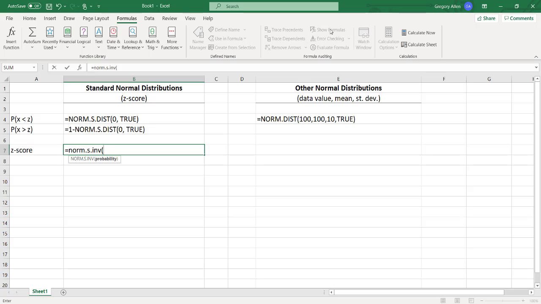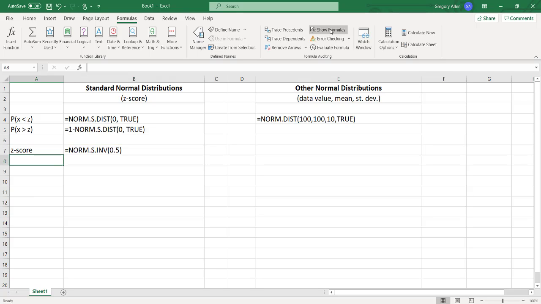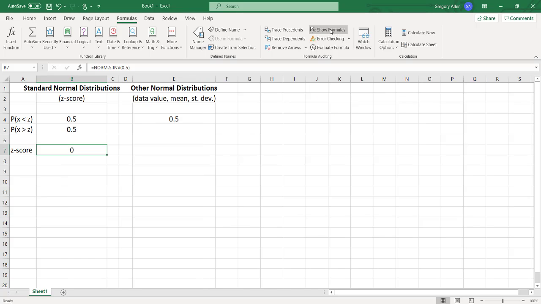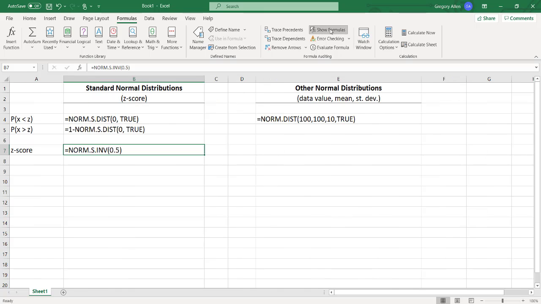See, it's asking for a probability. So I can test this the same way. If I put 0.5 for my probability, this should come out to the mean, which for a standard normal distribution is 0. And you see, yeah, that is the value that I get here.